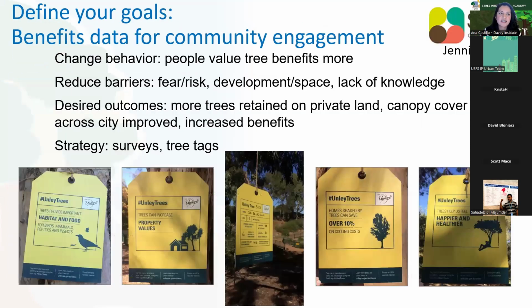So for this project, they created these tree tags, which instead of focusing on the monetary value, provided more snippets of information. For example, homes shaded by trees can save over 10% on cooling costs. So not super specific, but a general knowledge of the benefits that trees could provide. And they were looking to change people's opinion and their behavior about trees on private land.